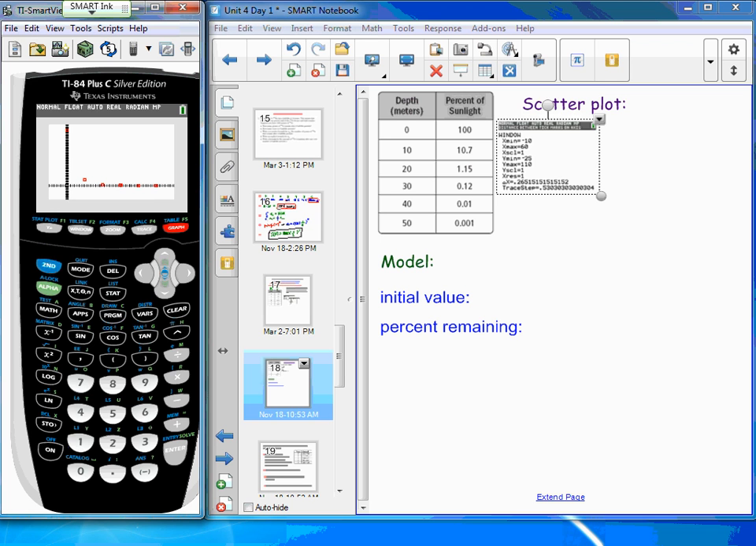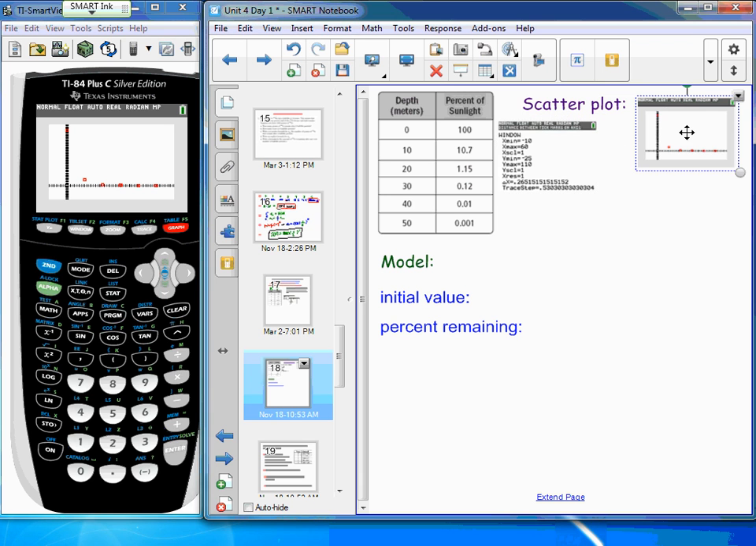Whoa, it looks like our points shrink towards 0 very quickly, don't they? That makes sense in the table. After 20 meters, we're already down at 1.15%. So the percent of sunlight shrinks very quickly. But it's also important to note that my meters are going by tens here, not by 1 meter. Awesome, so here's our scatter plot.